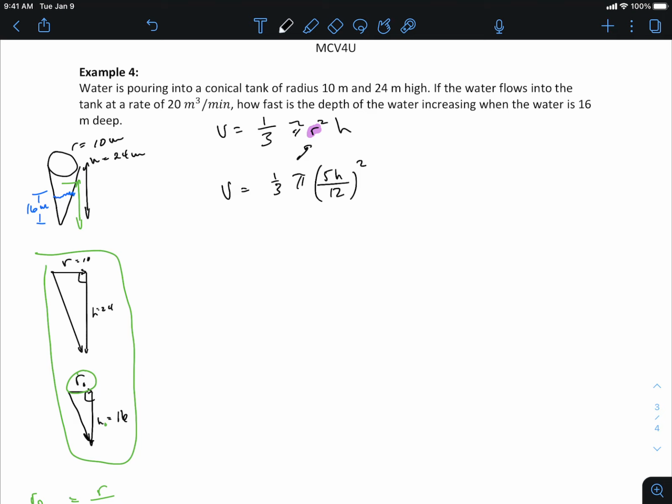5H over 12. And don't forget to multiply by the H. Okay, and this is H over 1. So what does this turn into? Well, V equals 1/3 pi 25 H squared over 144. Right? And then you can multiply the H in. Now that you've done this exponent work, you can multiply the H in, and I'll write it out so we all make sense, okay? Times H. I won't skip any steps.